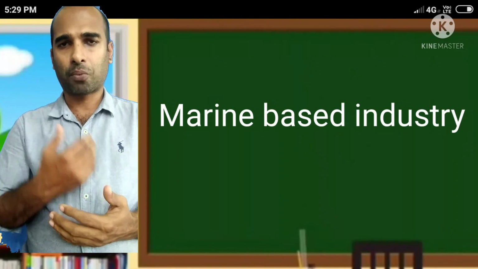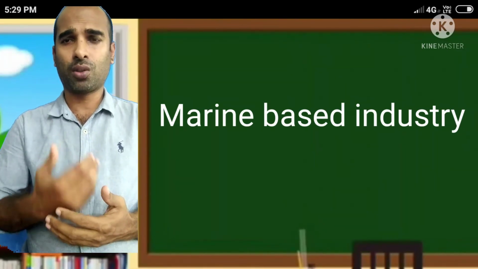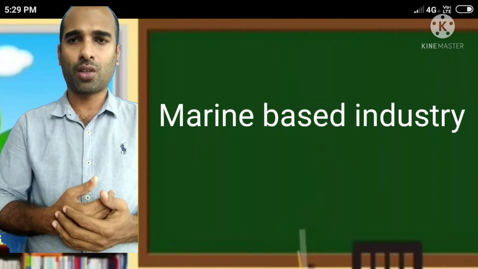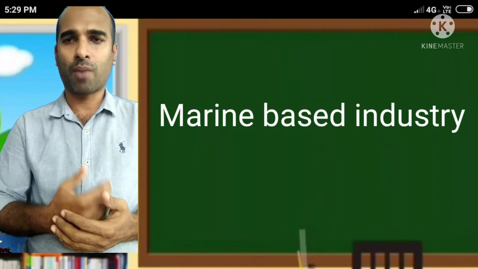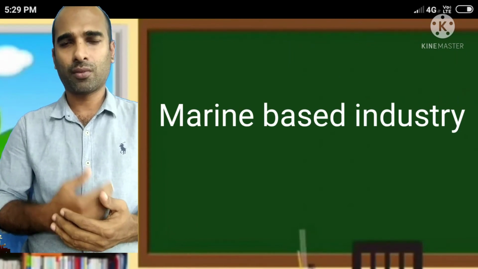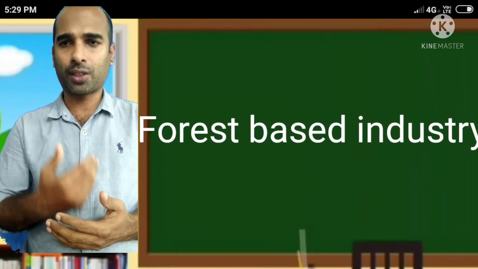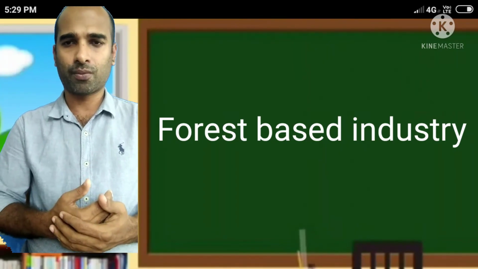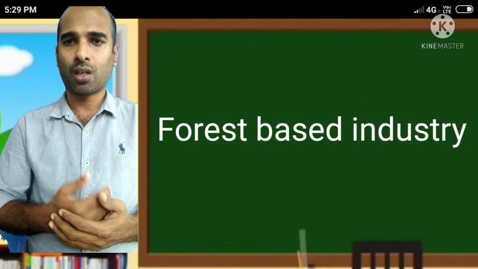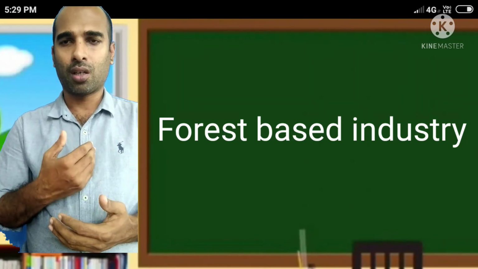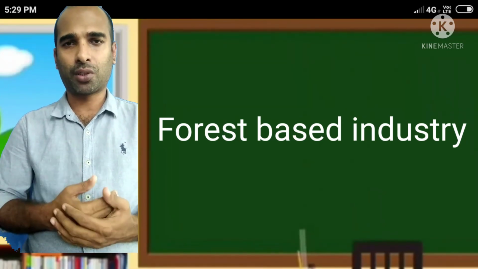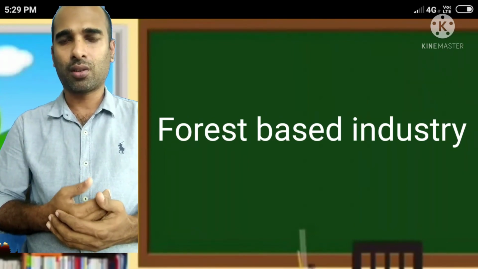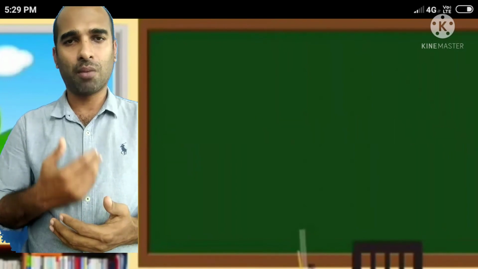Then we discussed the marine-based industry. Here the raw materials for this industry are from the sea or the ocean. I told you examples such as seafood or manufacturing fish oil. Then we discussed the forest-based industries. Here the raw materials are from the forest. Some examples are pulp, production of paper, pharmaceuticals or medicines, and materials for buildings.